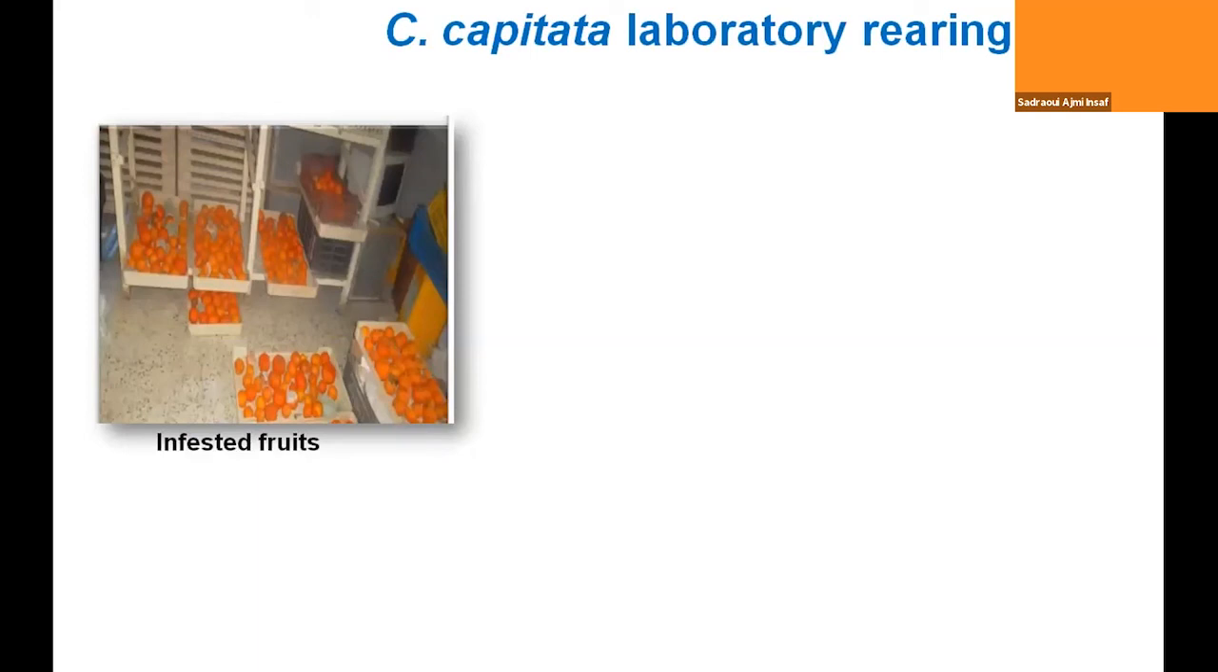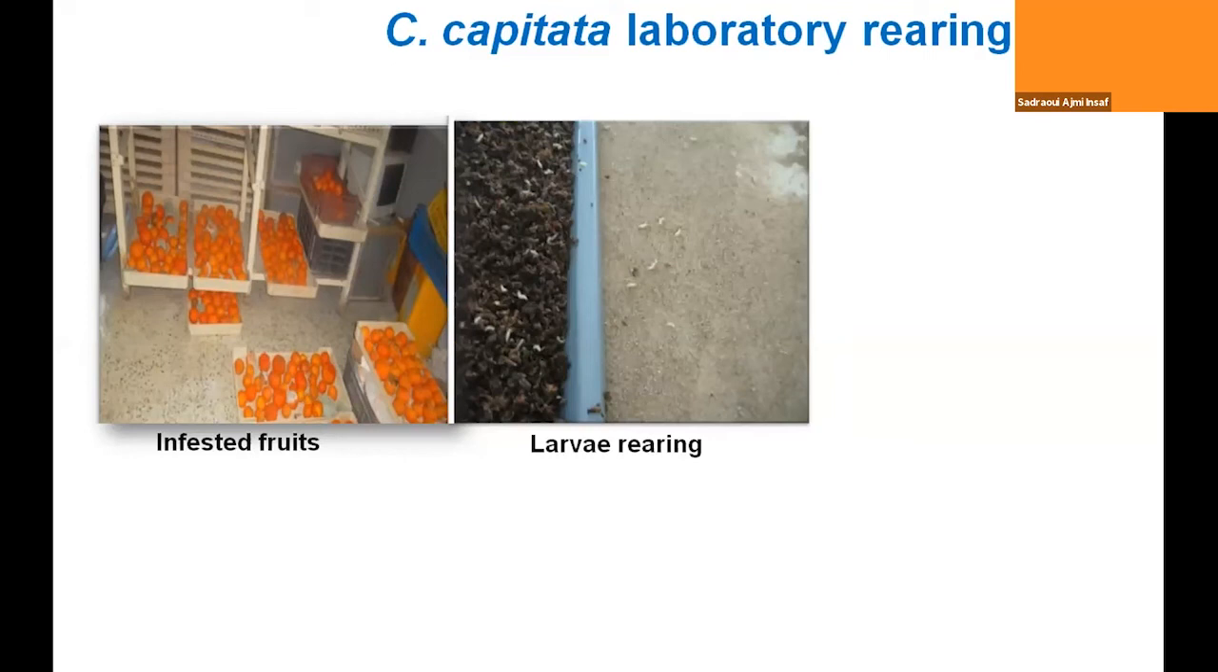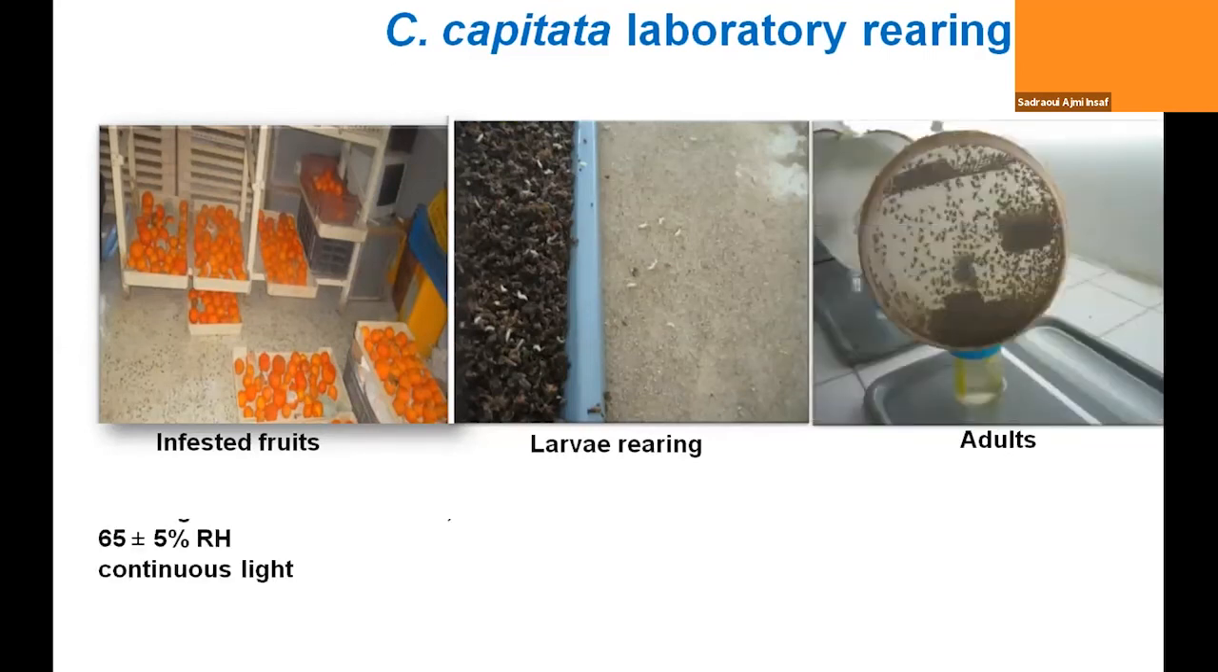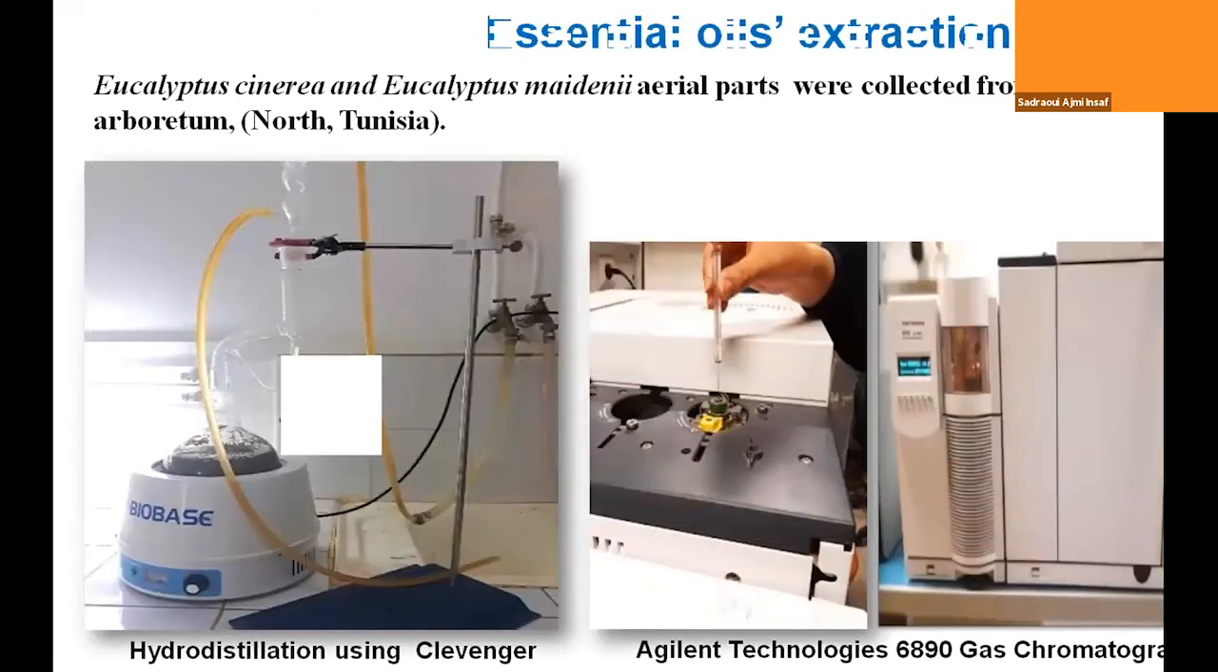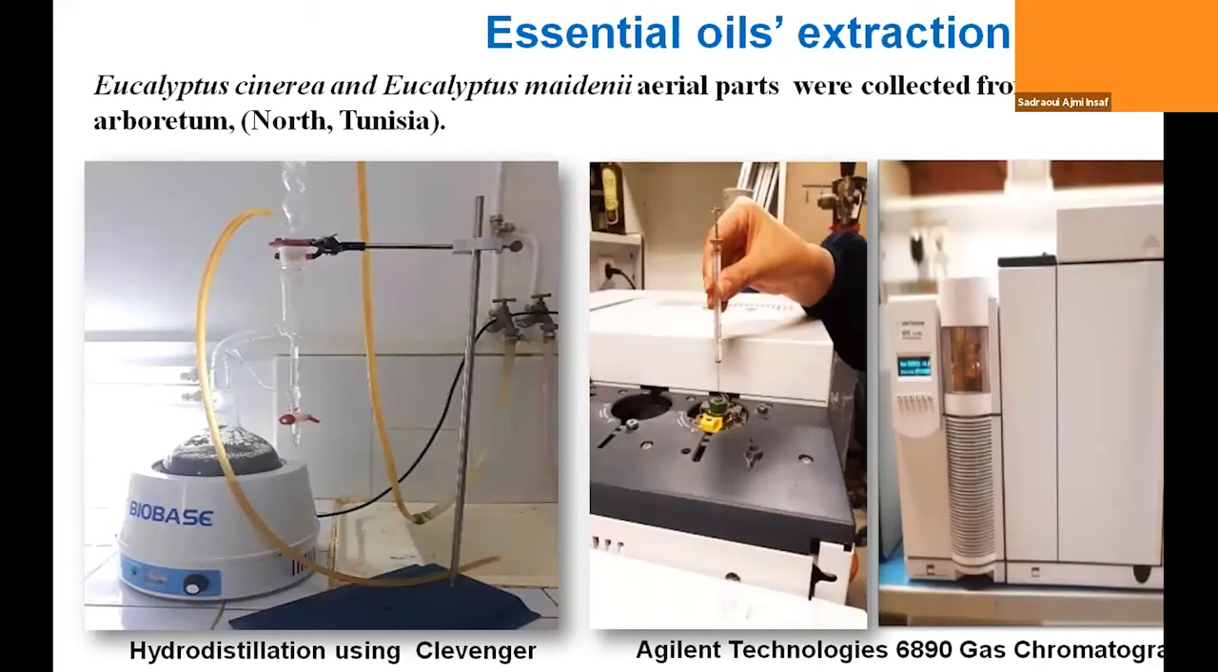Material and methods. Animal material: to initiate Ceratitis capitata rearing, infested fruits were collected from various fields of Gafsa oasis. Rearing was conducted under controlled laboratory conditions. Larvae were maintained on artificial diet. For plant material, Eucalyptus cinerea and Eucalyptus maydeni aerial parts were collected from Ain Draham. Extraction of essential oils was performed by hydrodistillation. The analysis of the chemical composition of essential oils was realized by GC-MS. Formulations based on DAP, diammonium phosphate, and essential oils were prepared by adsorption.